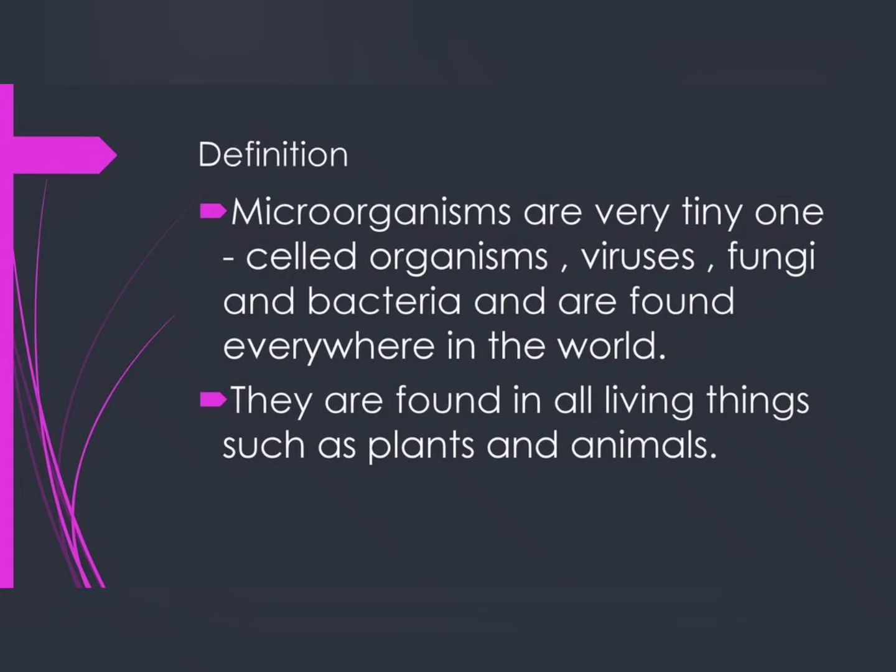So what should be the definition? Microorganisms are very tiny, one-celled organisms, viruses, fungi and bacteria, and are found everywhere in the world. They are found in all living things such as plants and animals. There are 5 groups in total: bacteria, virus, fungi, algae and protozoa.